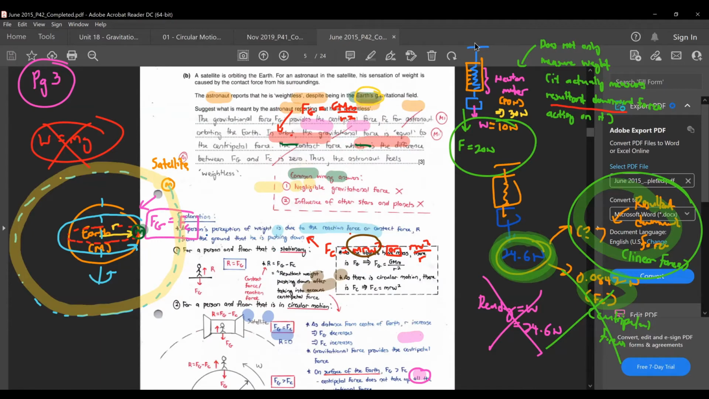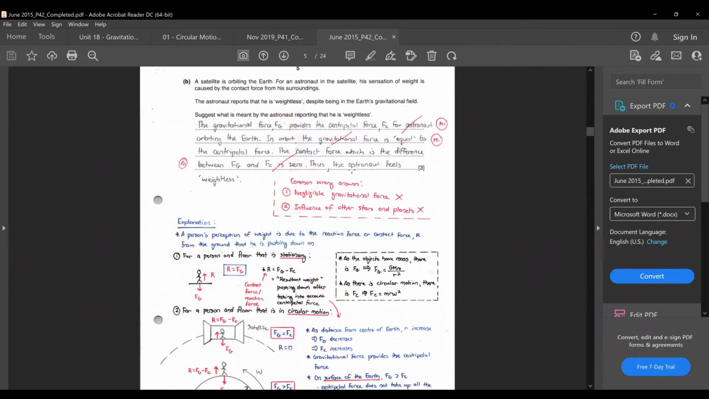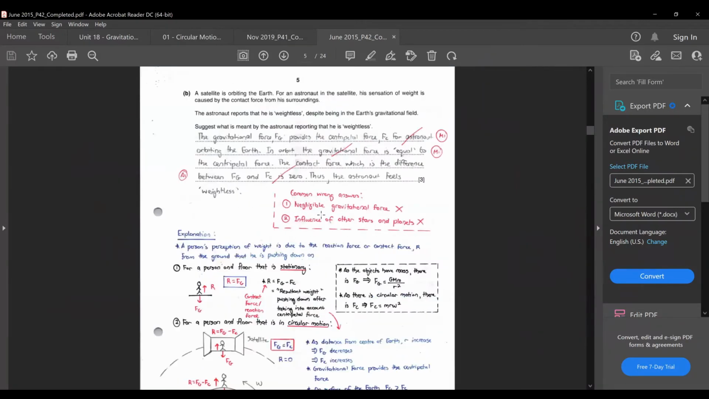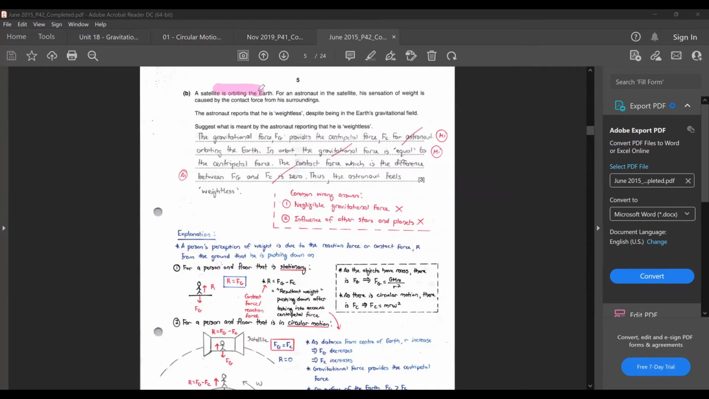Then after that, I move on to the next one. Let me just clear off everything here. Okay, now part B, it gets a bit more complicated. They're telling you that a satellite is orbiting the Earth. For an astronaut inside the satellite, his sensation of weight is caused by the contact force from his surroundings. The astronaut reports that he is weightless despite being in the Earth's gravitational field. State what is meant by the astronaut reporting that he is weightless.